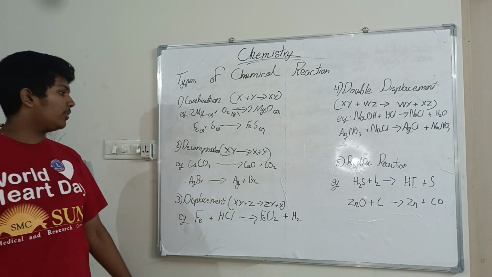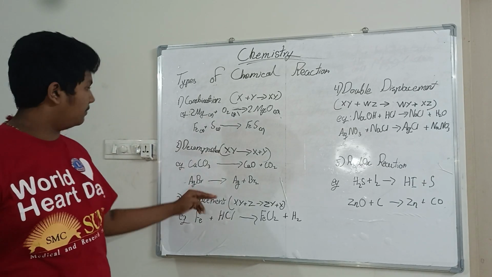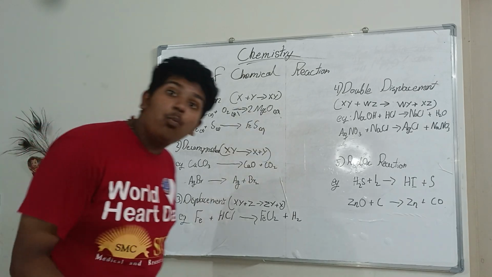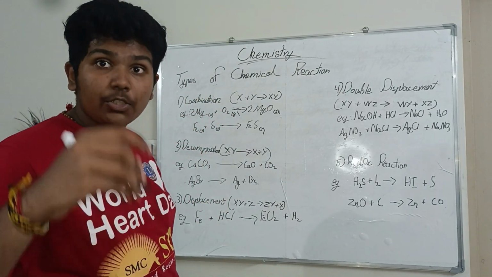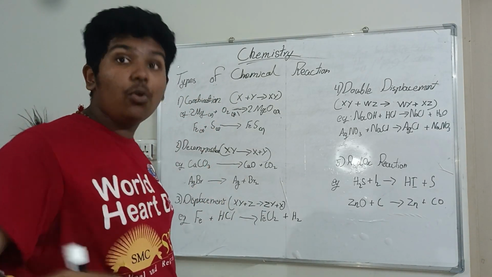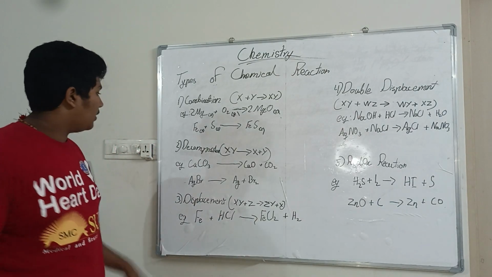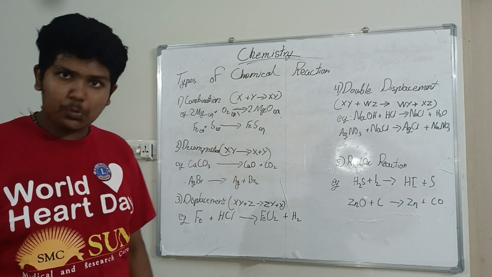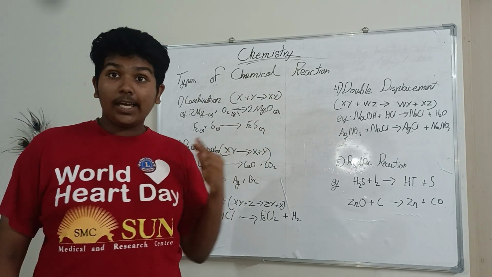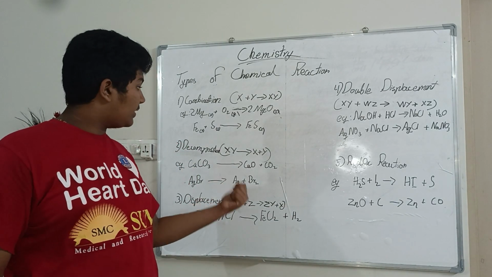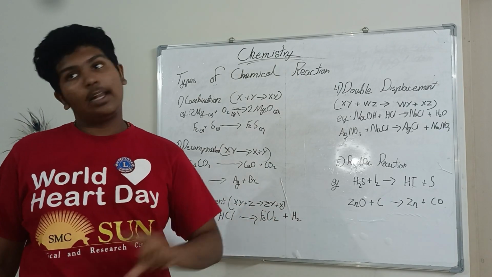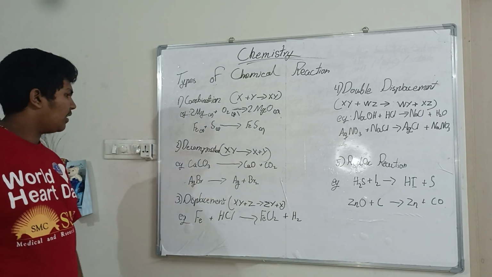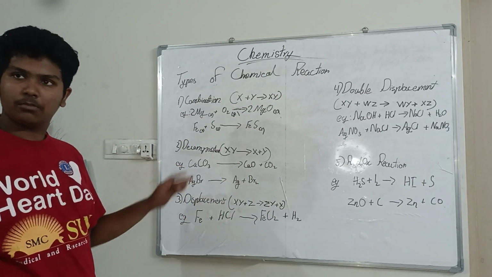Now decomposition reaction, which is XY breaks into X plus Y, where one reactant breaks into or decomposes into two or more products. So here the given example, CaCO3, that is also known as limestone, breaks into CaO plus CO2, where CaO is known as quicklime or just lime, plus CO2, which is carbon dioxide. Anything balanced? No. So yeah.